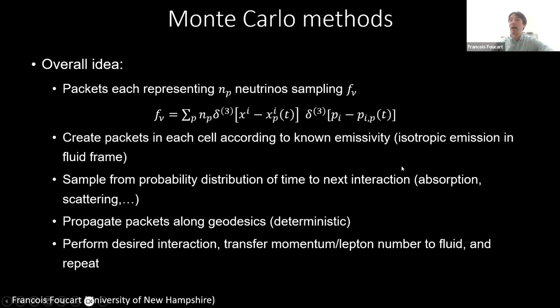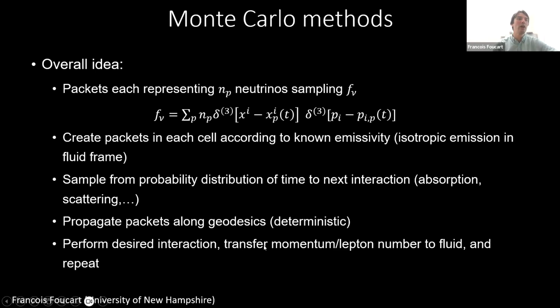Conceptually, Monte Carlo methods are fairly simple. The general idea is in each cell you are going to create packets according to the known emissivity of neutrinos. Then you sample the time to the next interaction from the known opacities of matter to neutrinos, sorry. And then you propagate your packets along geodesics to that next interaction, and then you process that interaction. You absorb the packet, or you scatter it, or whatever is needed, right? So the general idea is very simple.